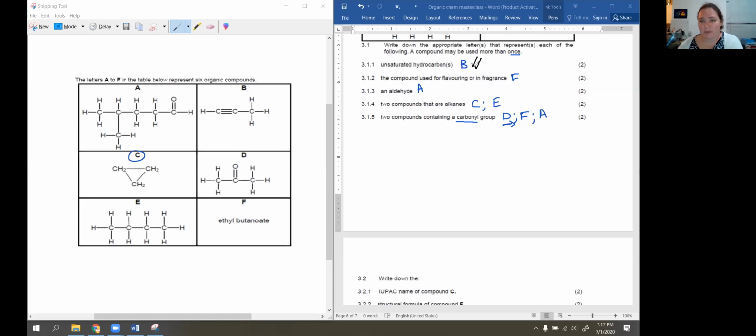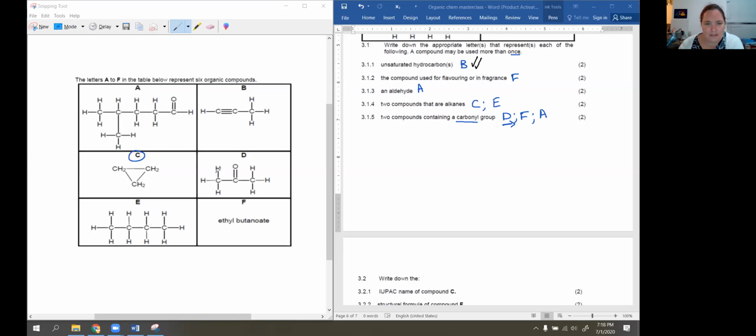I'd very much like to penalize someone who put in A or who put in D or who put in F because they thought there was a double bond O. But please just be aware of the fact that C double bond O does not make something unsaturated. So an unsaturated substance has a double or a triple bond. The compound used for flavoring or fragrance is our ester, which makes it ethyl butanoate, which is F, okay? An aldehyde, I only saw A, because there is its formyl group.